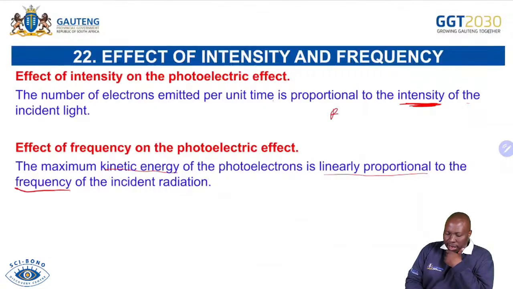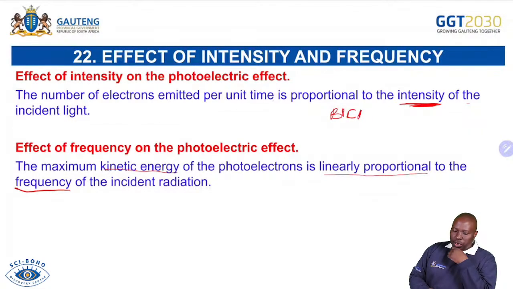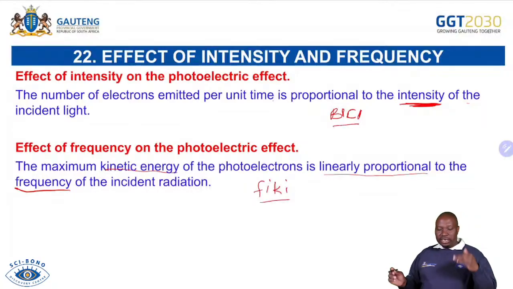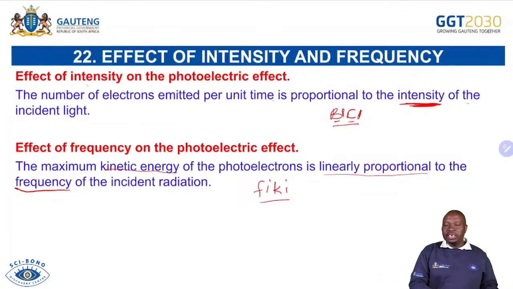Somebody was saying when we increase the brightness, which is the intensity, the current will increase as well. And then when you increase your frequency, your kinetic energy will increase. So it's biggie, figgy, you are able to remember that. And if it helps, you always check that the current will increase when you increase the brightness, which is the intensity of light.